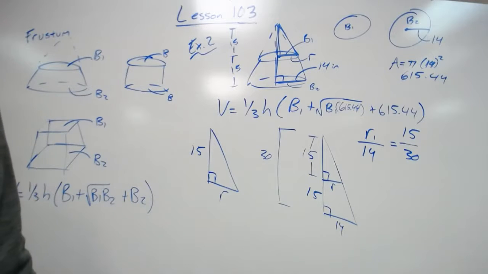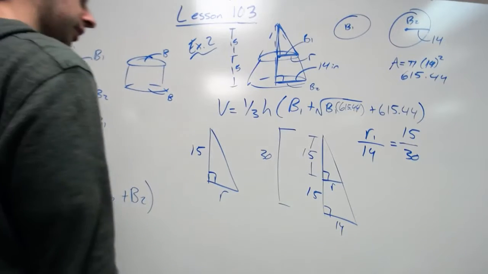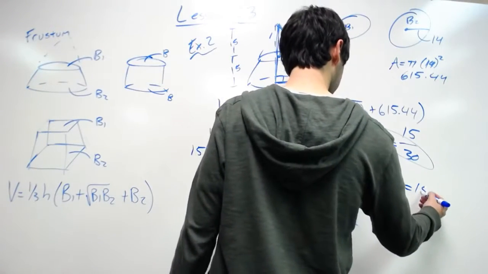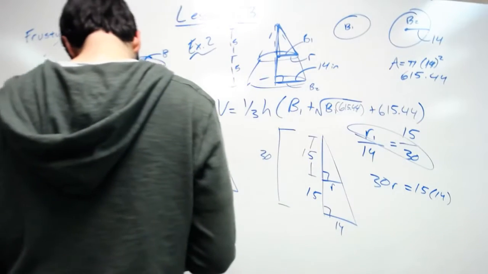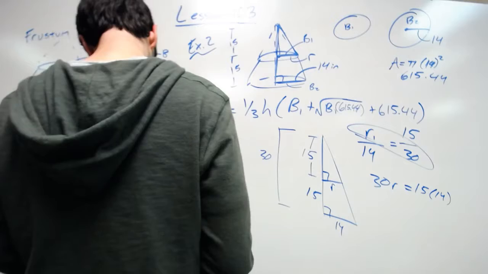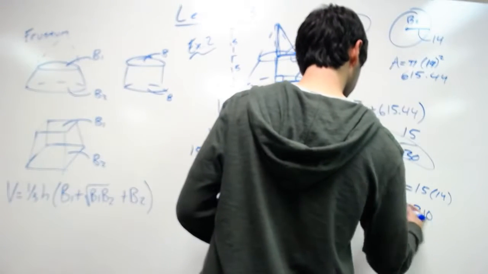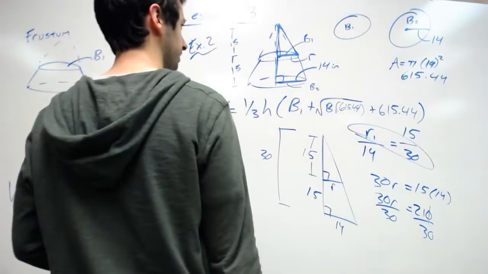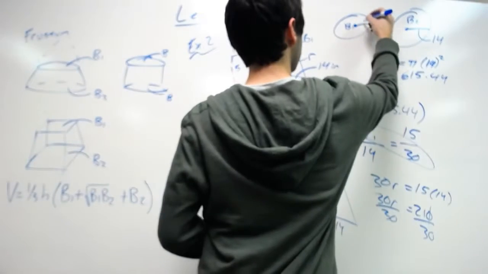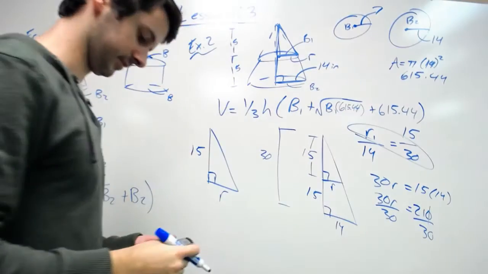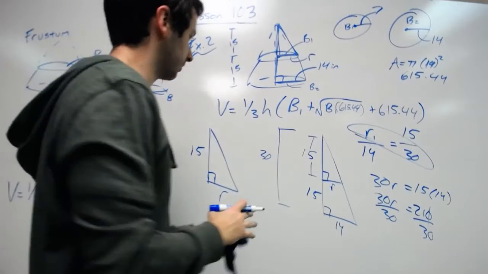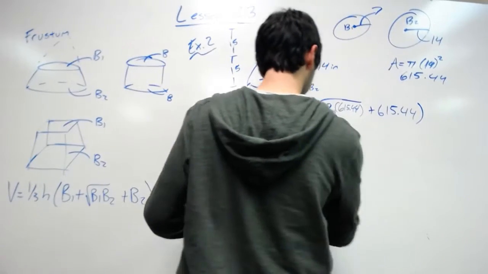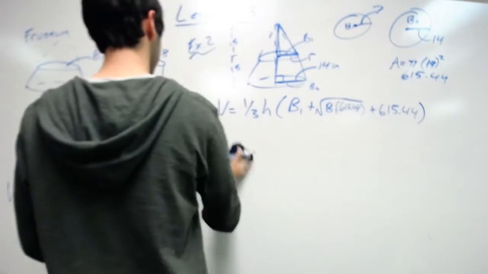So, when we solve, notice it's a 1:2 ratio. If I was to solve, 30 times radius equals 15 times 14. 15 times 14 would be 210. And that divided by 30 would be 7. So my radius here is 7. Now let me get rid of some of this so it doesn't look so confusing. Hopefully you understood why those were proportional. But my radius is just 7.